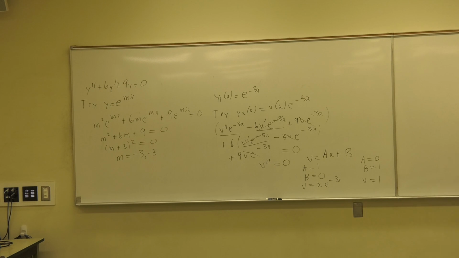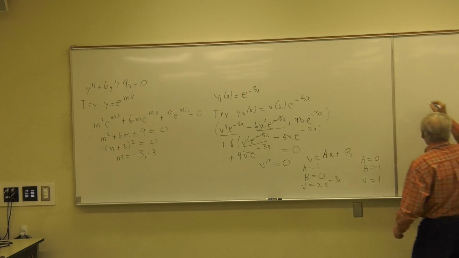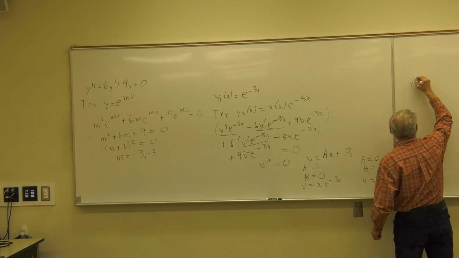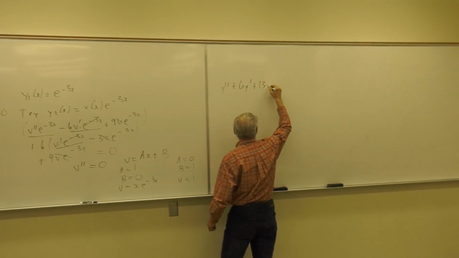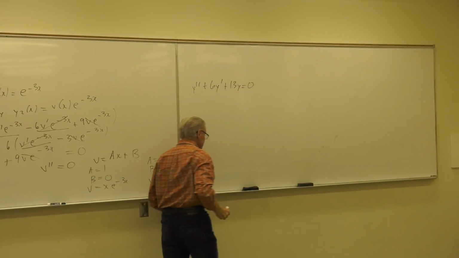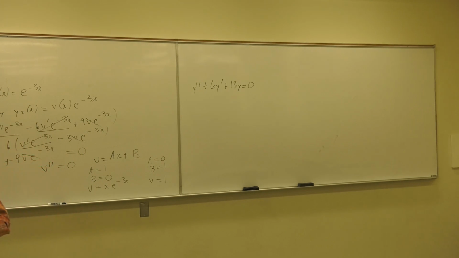That's going to bother you somewhat. At least it does most people. And I have to get you over the hurdle. So this one is 6 and 13. Y double prime plus 6y prime plus 13y is equal to 0. Again, second order, linear, homogeneous, constant coefficients.